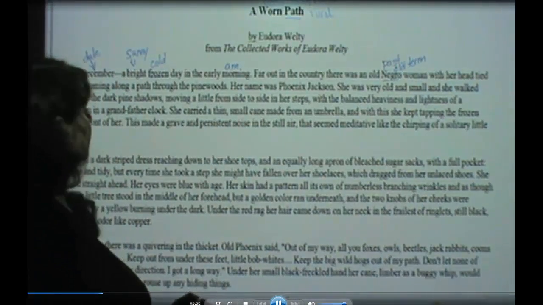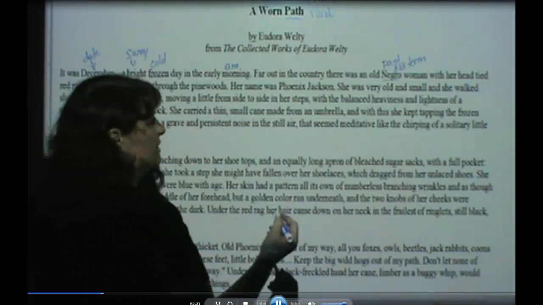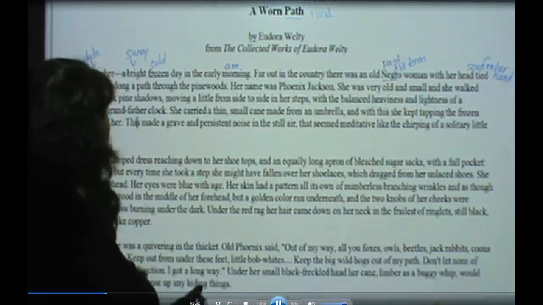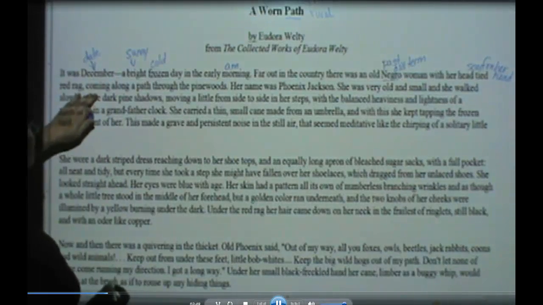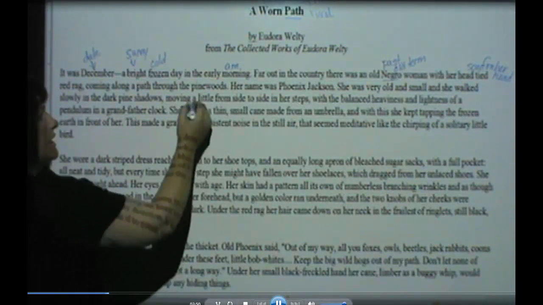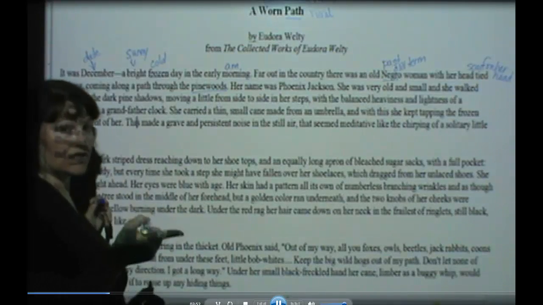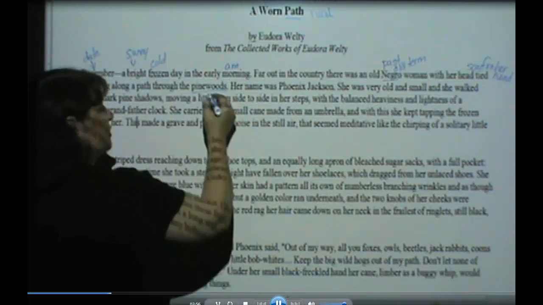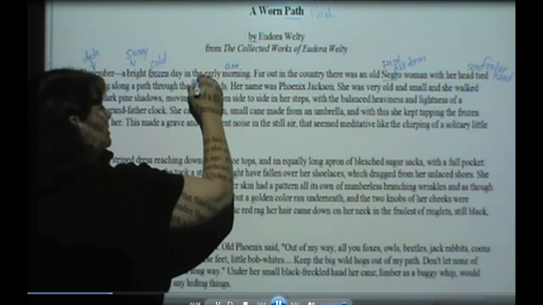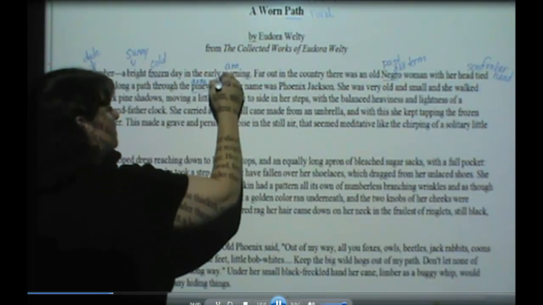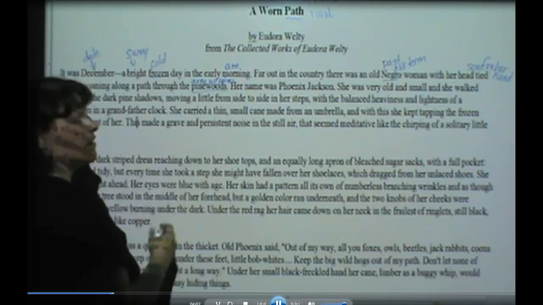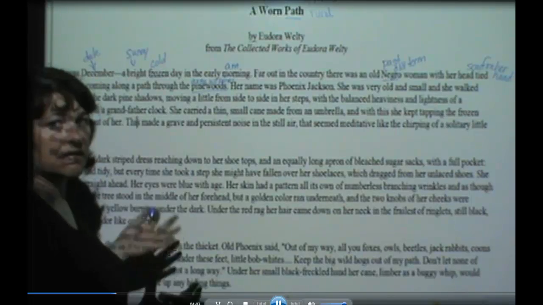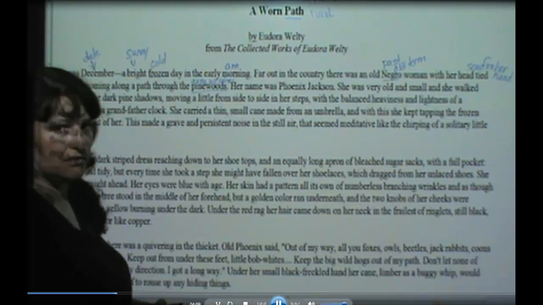Head tied in a red rag. She has a scarf on her head. So we're starting to get an idea of what this person looks like. "Coming along a path through the pine woods." Well, the pine woods is an interesting thing for me because it's starting to give me an idea of where the story might be taking place. So it's an area with pines. Now, you might not think that's very significant, but certain areas of the country are going to be more heavily pine forested than Wisconsin, for example.